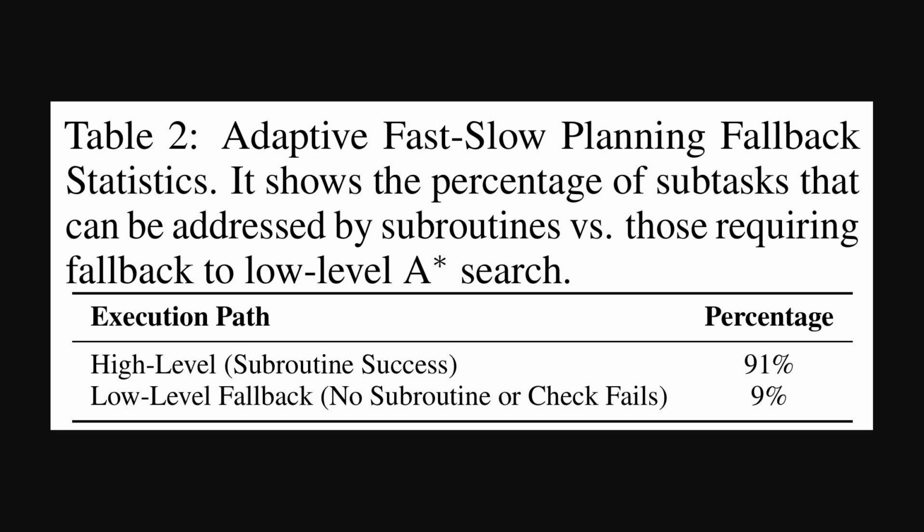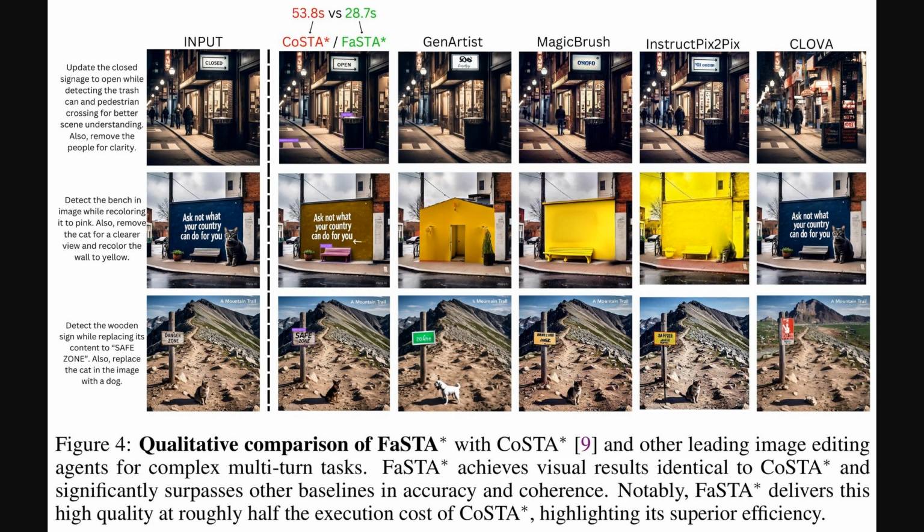vast majority of cases. Building on that efficiency, this next figure gives us a qualitative comparison. It shows how FaSTA stacks up against the previous state-of-the-art, COSTA, and other agents on complex, multi-turn editing tasks, requests with several steps. And you can see that FaSTA produces results that are visually identical to COSTA, successfully changing signs, recoloring objects, and even replacing animals. But it does this in nearly half the time, just 28.7 seconds on average, compared to 53.8. This really drives home the point that the efficiency gains don't sacrifice final quality.